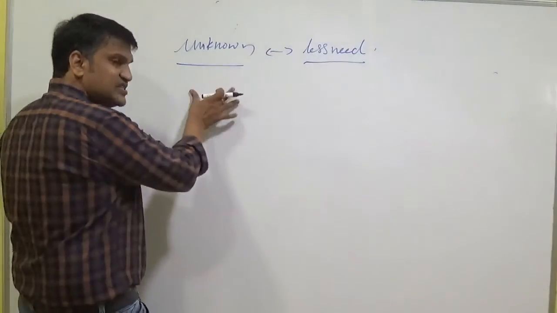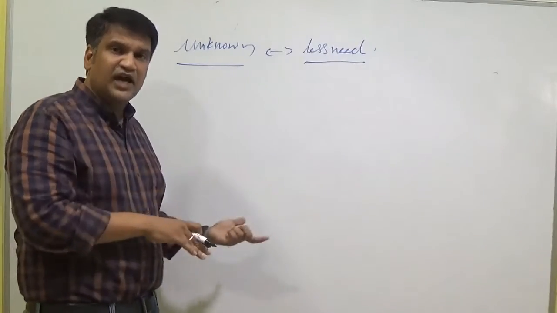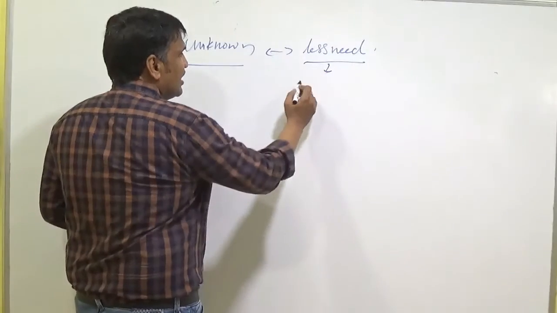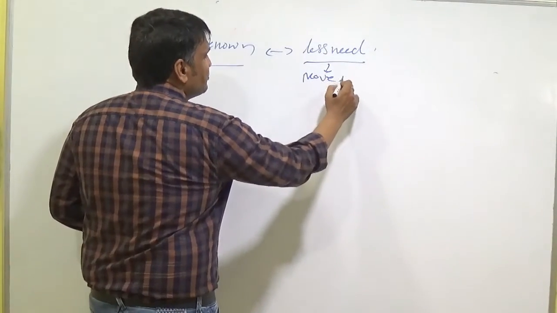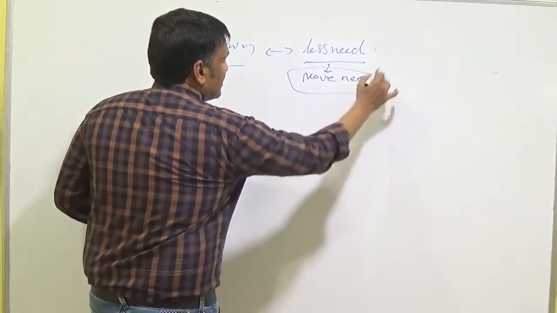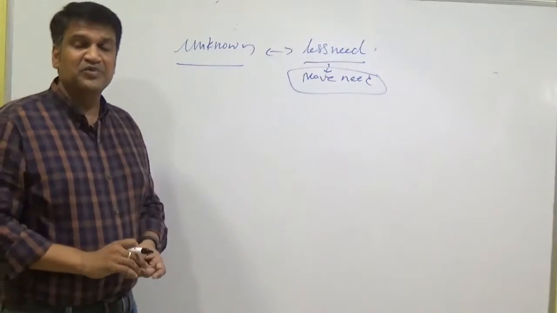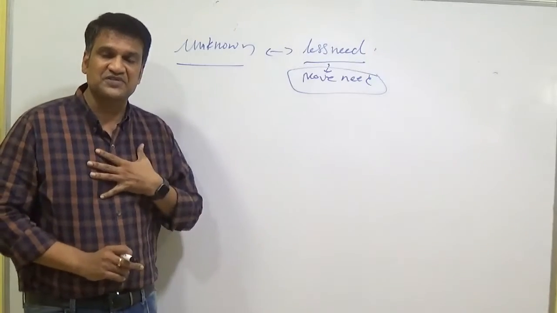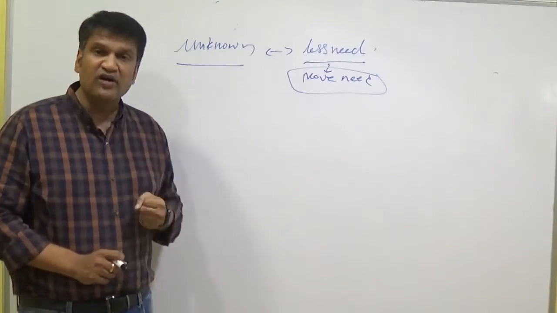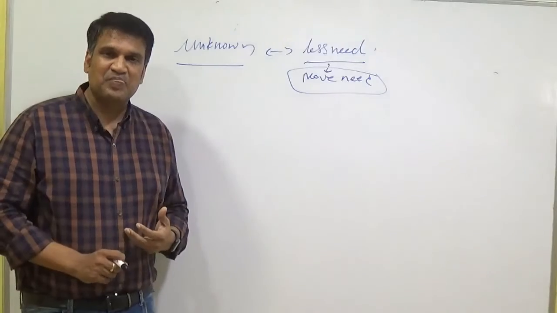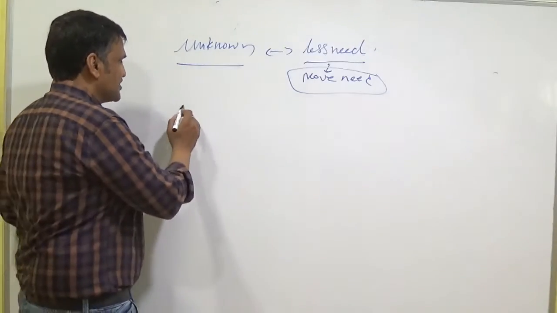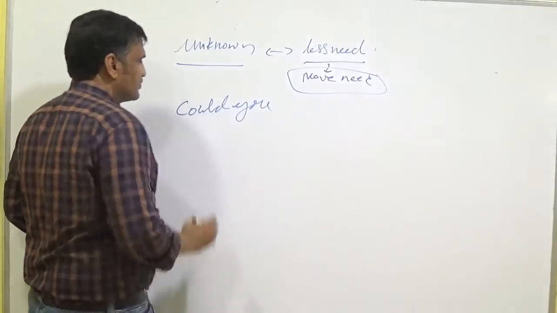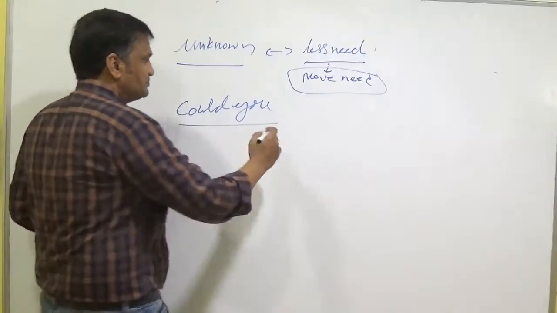Second, the same unknown person, or the person may be known or unknown, but we have more need from the person. So we essentially want the person to help us. We strongly require the person to help us. That kind of request you can say with could you. We use could you.